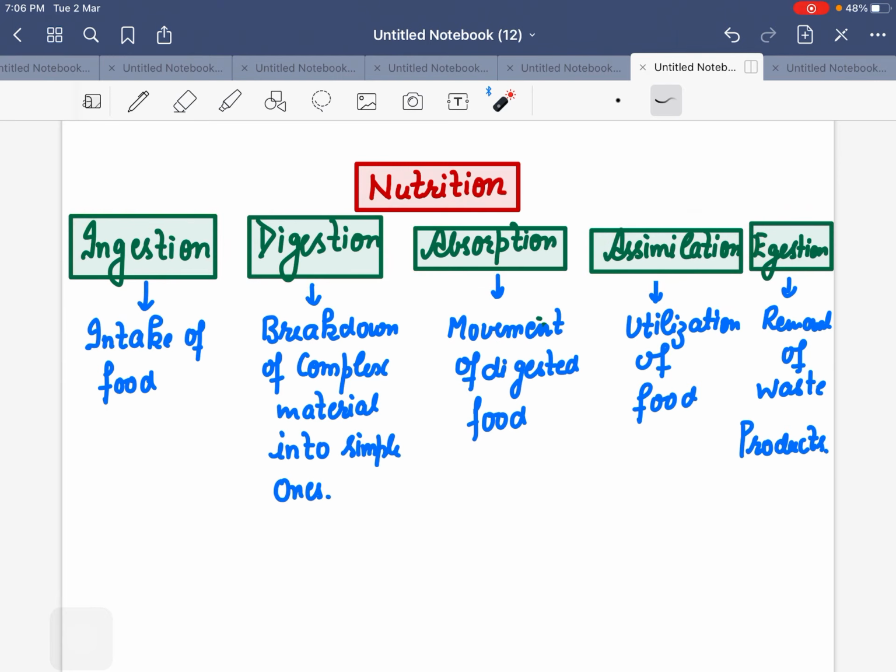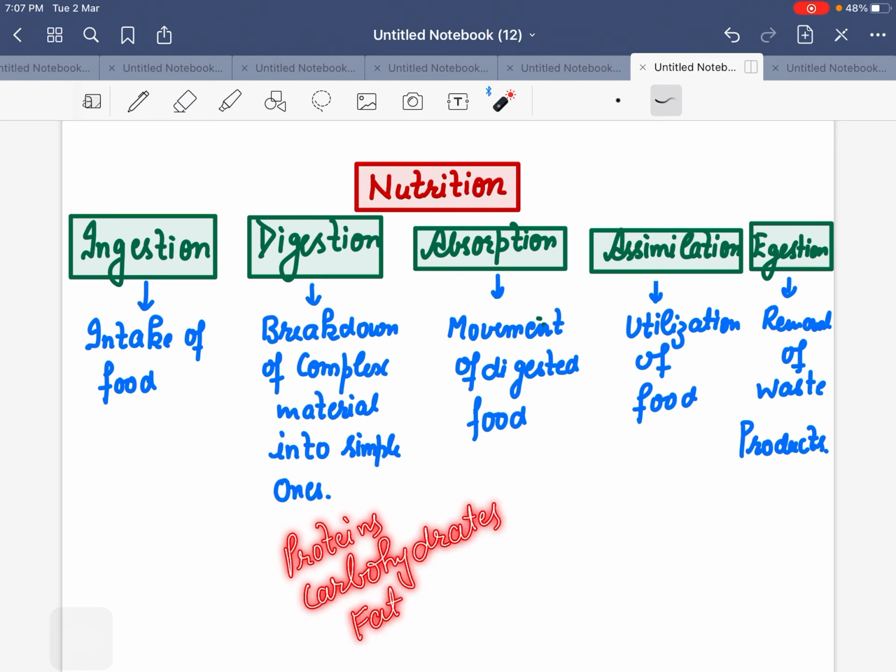Now see, there is no shortcut to learn this, but it is very easy. When you take nutrition, what do you do? Intake of food. So I for intake, I for ingestion. Ingestion means intake of food. You have taken the food, it will reach the stomach, then the intestine, and there happens digestion. So the second step is digestion, where you have taken a very complex food. Either you have taken proteins, or carbohydrates, or fats in your food.